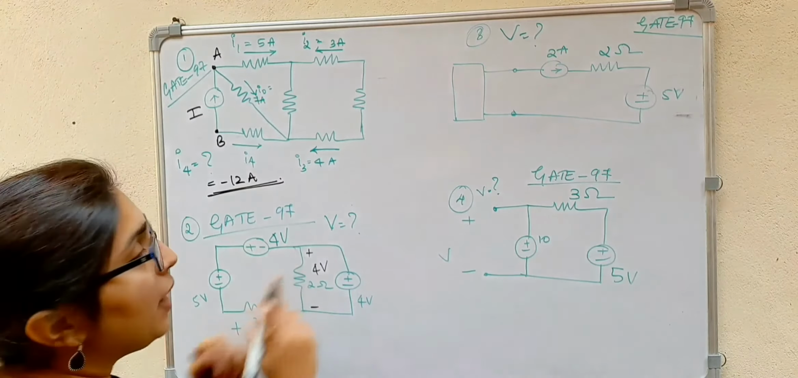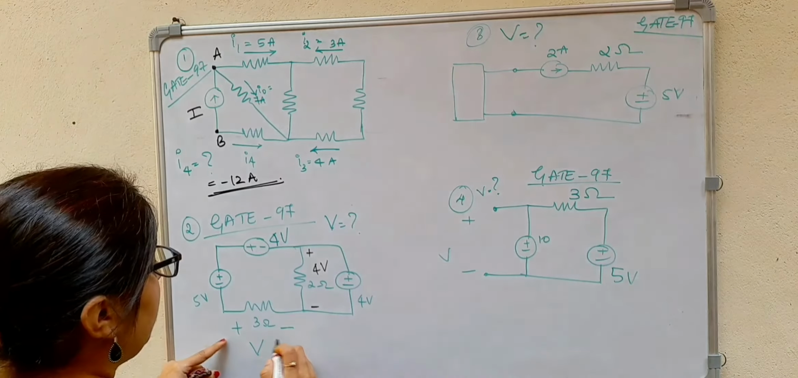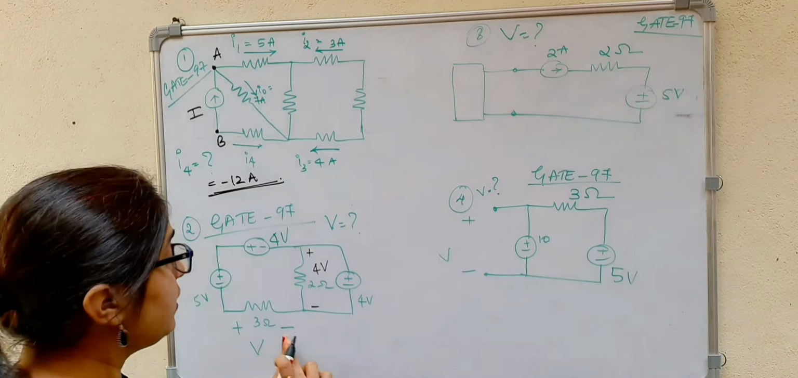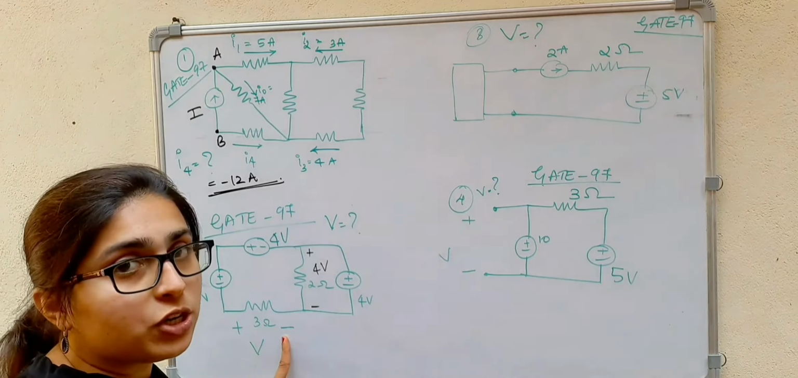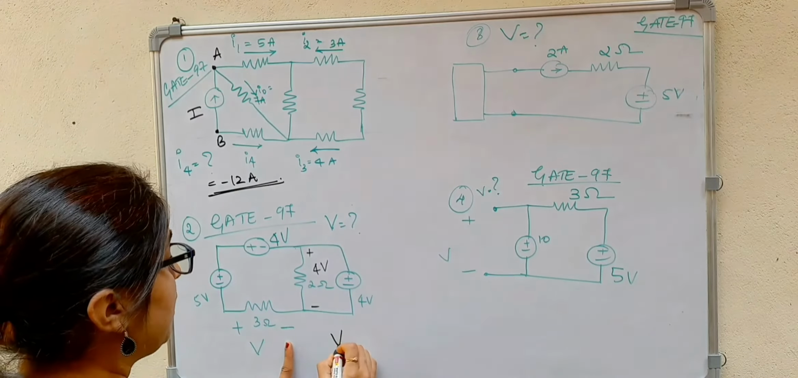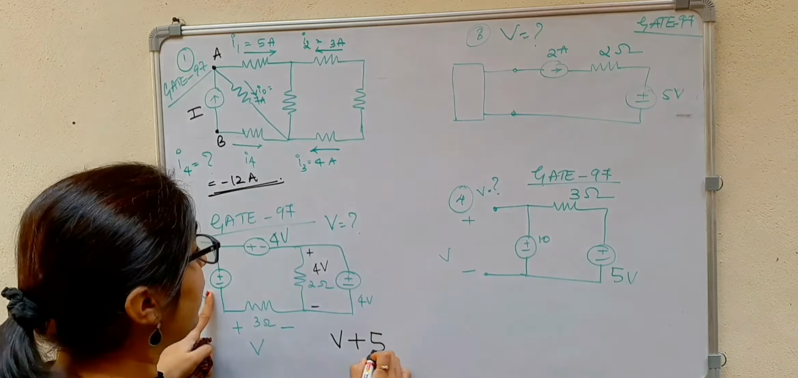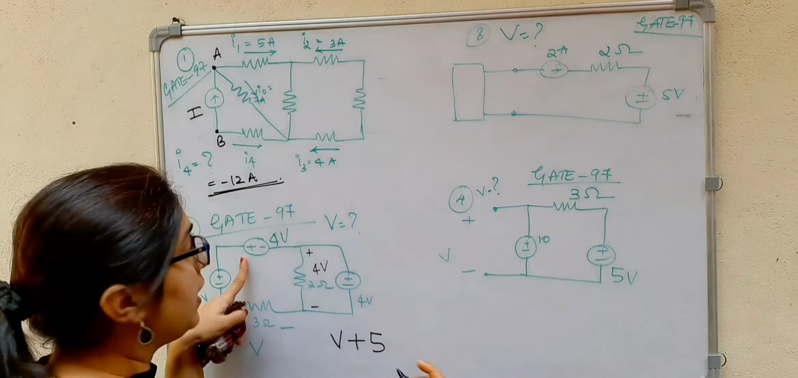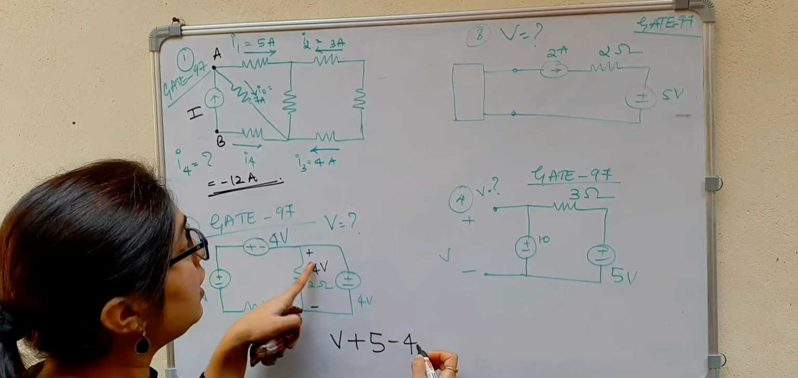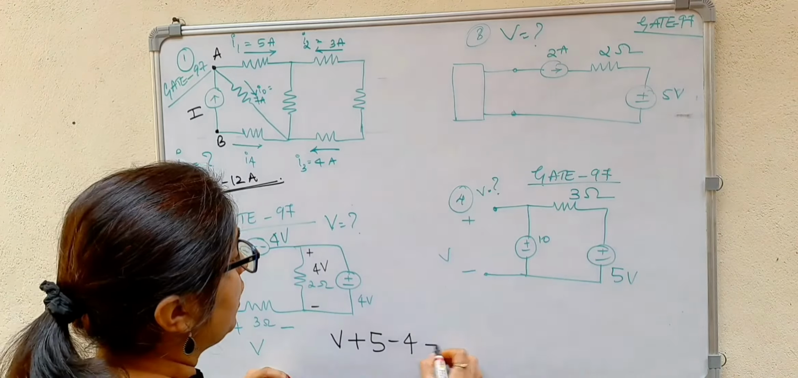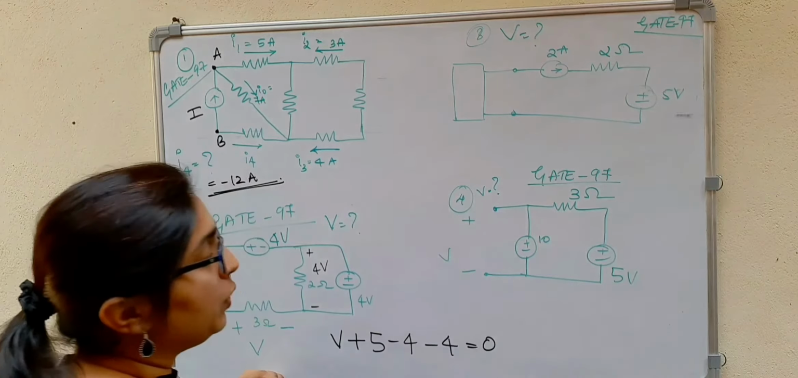If I apply the KVL now, I will start from this side. Since I am getting minus first, that will be the potential rise, so it is plus V. Now we are getting minus first, so it is plus 5. Plus first, so it is minus 4. Here it is plus first, that means it is a potential drop, so it is minus 4. That is equal to 0.